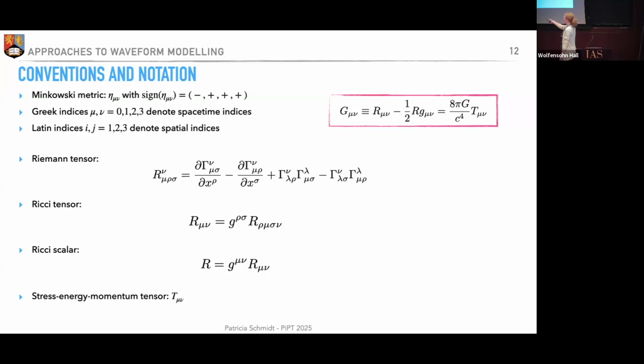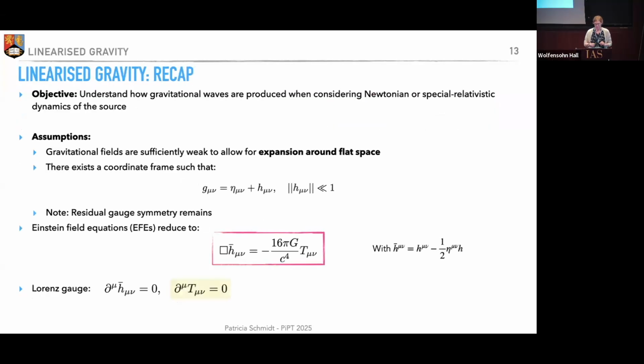And T mu nu, capital T mu nu in all of my notation, is going to denote the stress-energy-momentum tensor of the source. There will be another one appearing later on, but that is really of the smooth matter source that in principle we will be considering. Okay.